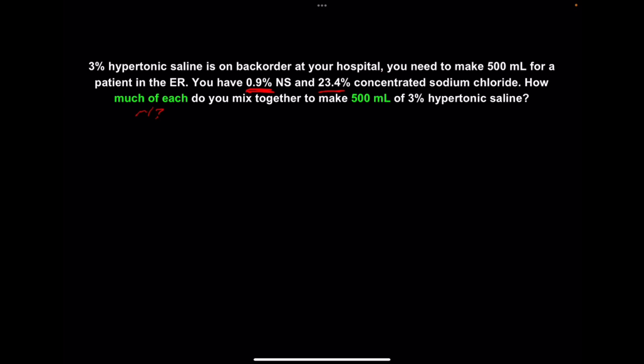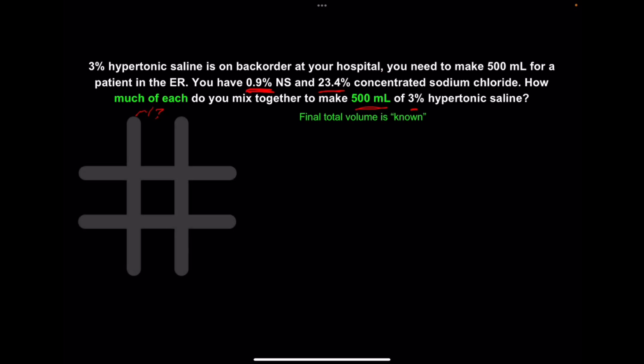How many mL of each do you need to mix together to make a total of 500 mL of that 3% hypertonic saline? So one thing to note is we know our final volume. We know that it's going to be 500 mL, so keep that in mind. Let's start with a tic-tac-toe table. What we do is we put our concentrations that we have in the upper corner and lower corner, and we put the concentration that we want right there in the middle.